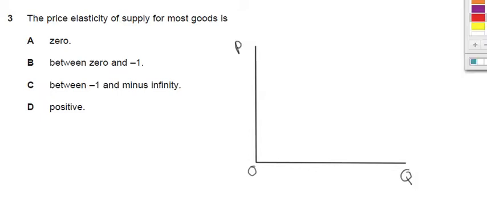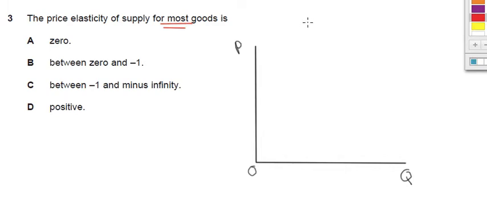Here we have June 2013, question 3. And the question is: the price elasticity of supply for most goods is, and we have the usual 4 options to choose from. Okay, option A, 0. Do most goods have a price elasticity of supply value of 0?